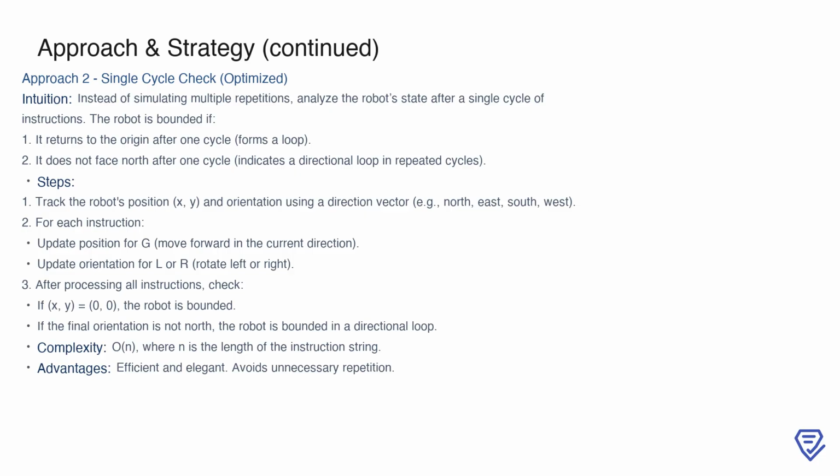To implement this, we track the robot's position on a coordinate plane using x, y, and its orientation, such as north, east, south, or west. As each instruction is processed, the position is updated for G movements, while the orientation changes for L and R turns. At the end of the cycle, we check the final position and orientation. If the position is back at 0, 0, or the orientation is not north, the robot is bounded.